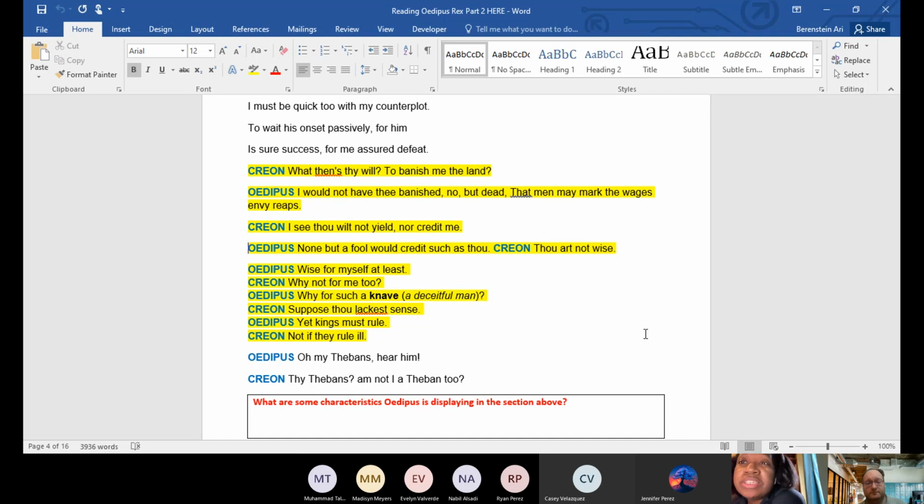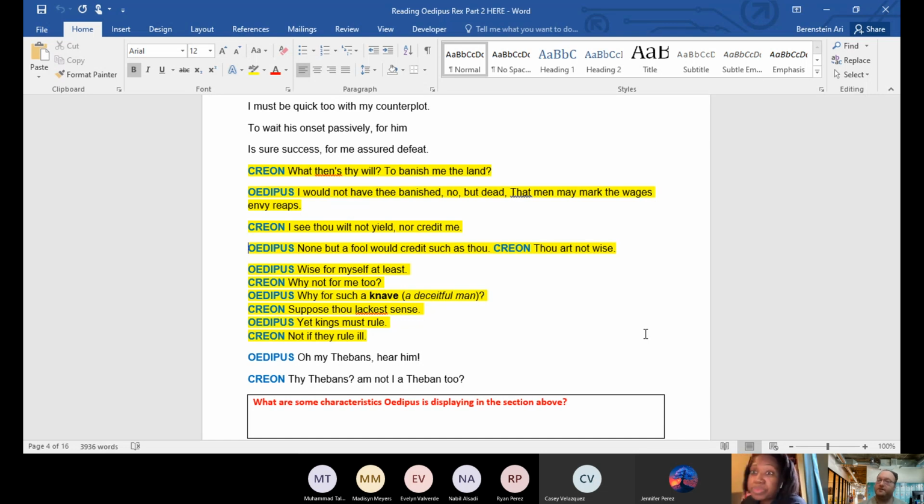Yes. What then, thou wilt to banish me the land? Oedipus: I would not have thee banished, no, but dead, that men may mark the wages envy reaps. I see that thou wilt not yield nor credit me. None but a fool would credit such as thou. Thou, Creon, thou art not wise. Wise for myself, at least. Why not for me, too? Why, for such a knave, a deceitful man? Suppose thou lackest sense, yet kings must rule. Not if they rule ill.